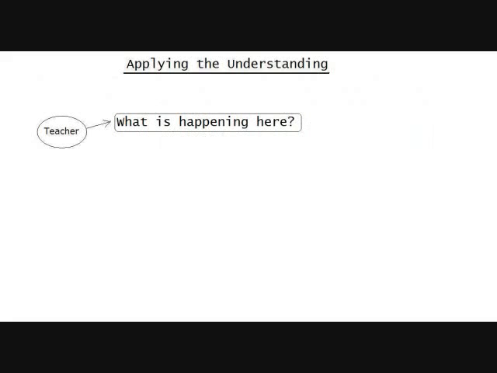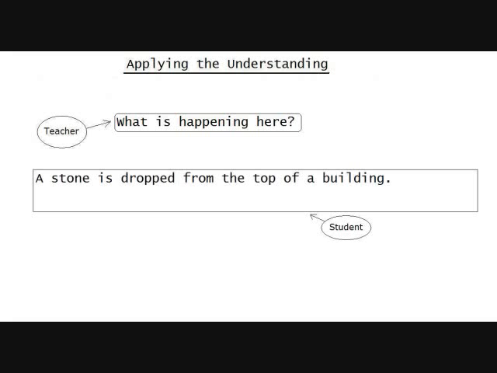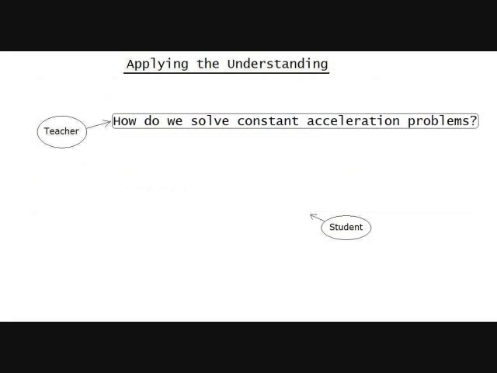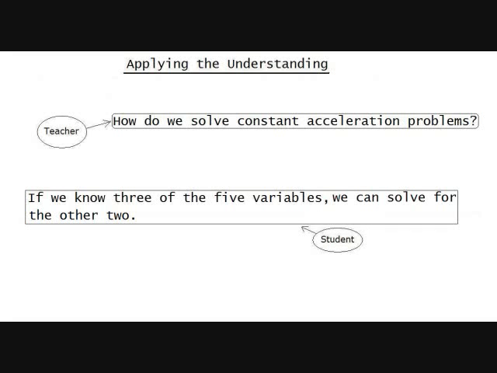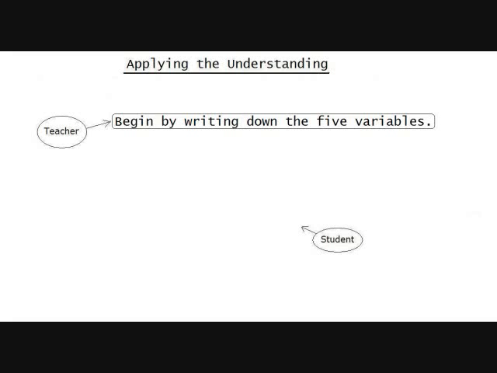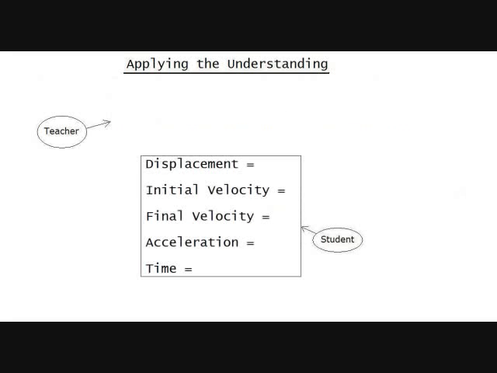What is happening here? A stone is dropped from the top of a building. So this is a case of free fall acceleration. How do we solve constant acceleration problems? If we know 3 of the 5 variables, we can solve for the other 2. Begin by writing down the 5 variables: displacement, initial velocity, final velocity, acceleration, time.